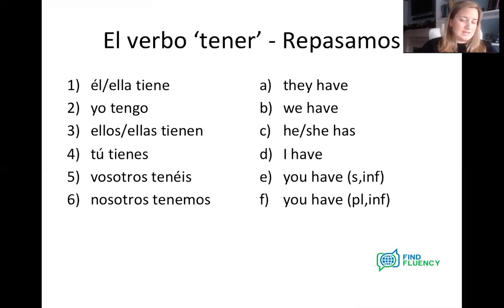So that's tú tienes. Number 5, vosotros tenéis matches up with F. You have, plural informal. Okay, so that's more than one person in an informal environment. And then number 6, nosotros tenemos matches up with B. We have. Okay, so quickly again, 1 is C, 2 is D, 3 is A, 4 is E, 5 is F, and 6 is B. Okay, moving on.